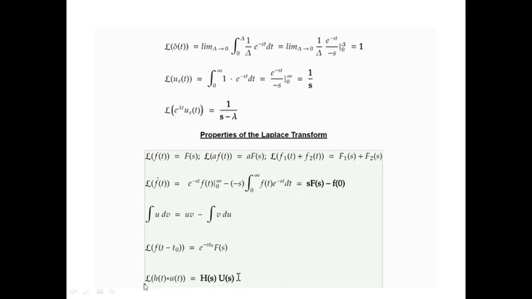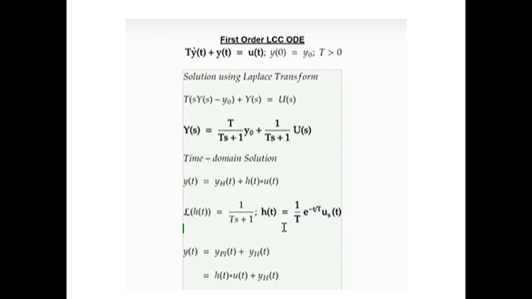Another important result is the Laplace transform of the convolution of two functions, in this case h of t and u of t, which is the product of the Laplace transforms of the individual signals. Now this result can be used to calculate the impulse response and hence the overall general response for any LTI system. So first we will consider the first order LCC ODE to calculate the impulse response.